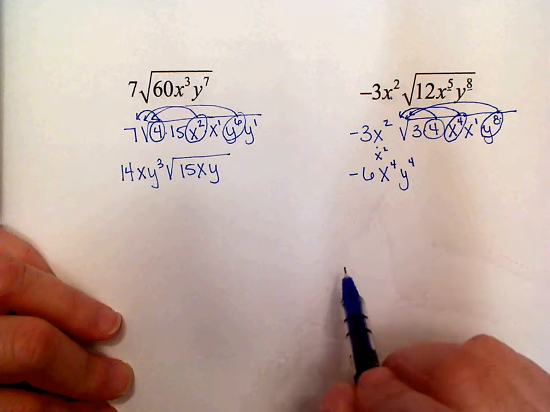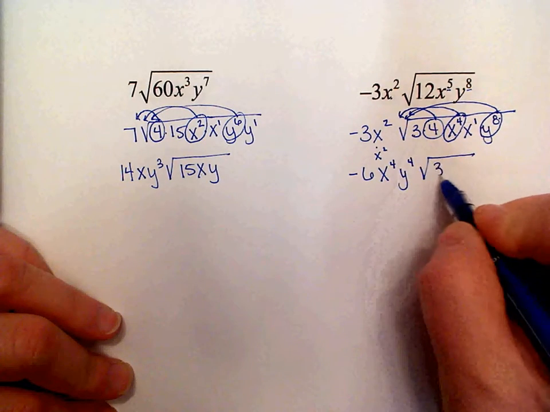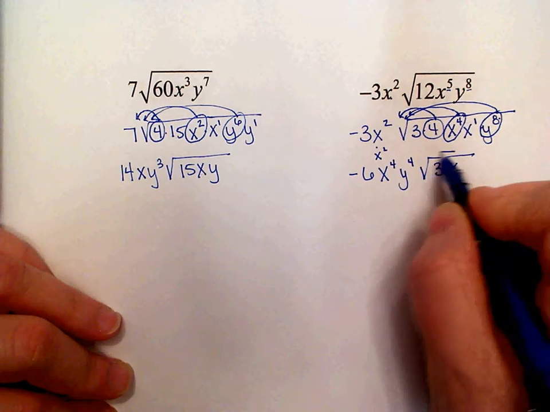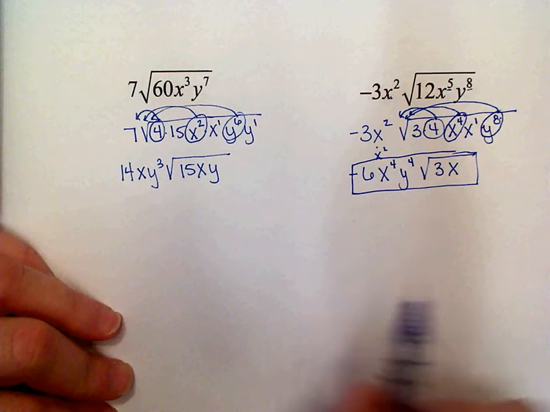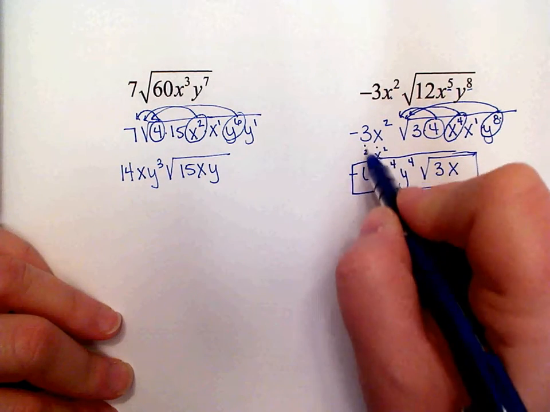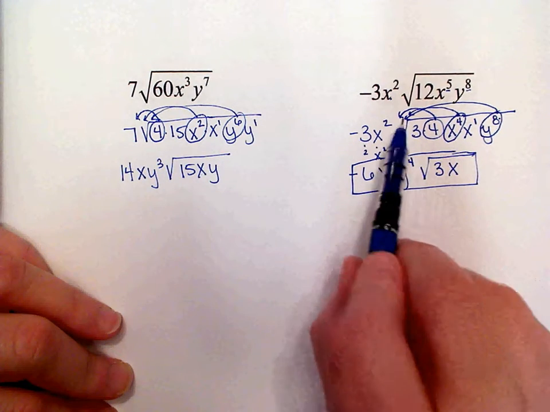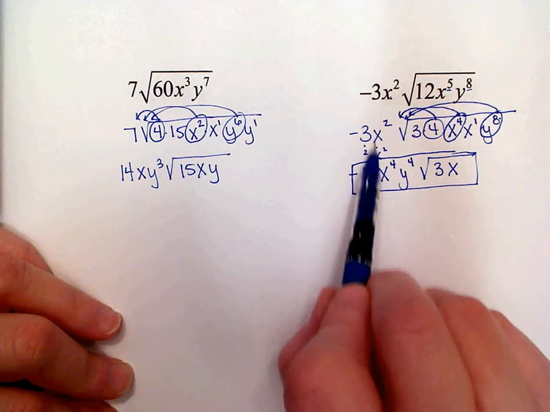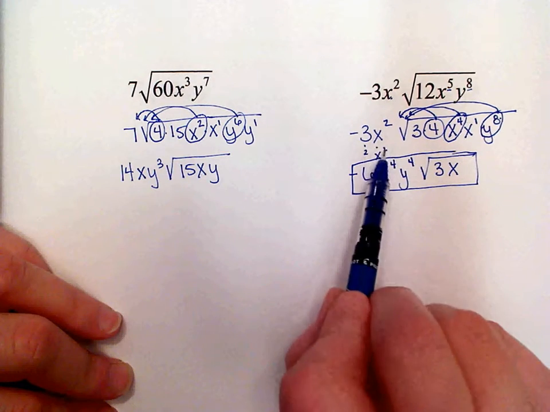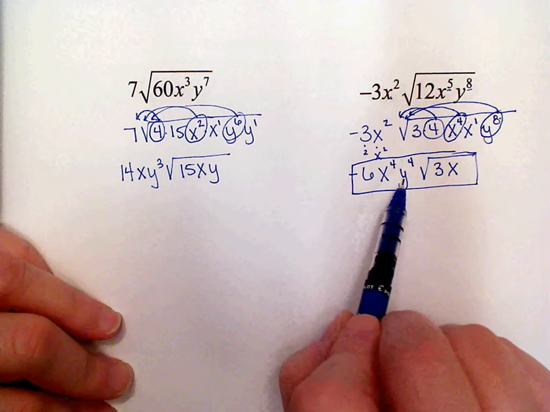What is not circled stays under the radical. The 3 and the x stay inside. So the square root of 4 came out as a 2, but it multiplied by that negative 3 to give me that negative 6. The square root of x to the 4th is x to the 2nd. It multiplied by the x to the 2nd that's already there, and you add those exponents. And the square root of y to the 8th is just y to the 4th. The 3 and the x stay inside.